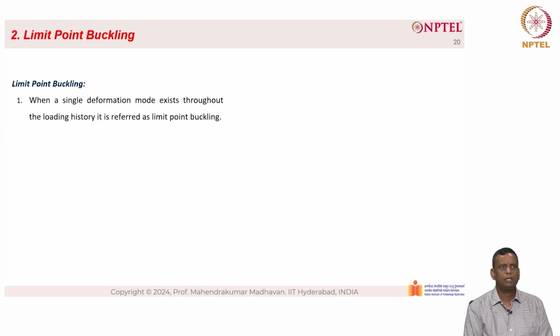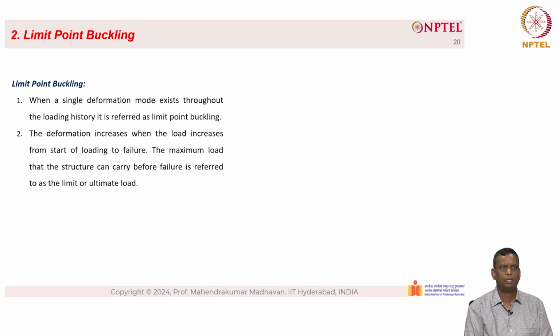Limit point buckling is when a single deformation mode exists throughout the loading history. The deformation increases when the load increases from the start of loading to failure. The maximum load that the structure can carry before failure is referred to as the limit or ultimate load. As you can see from the picture, there is an initial deformation here, delta naught, which is called initial imperfections along the length of the column.